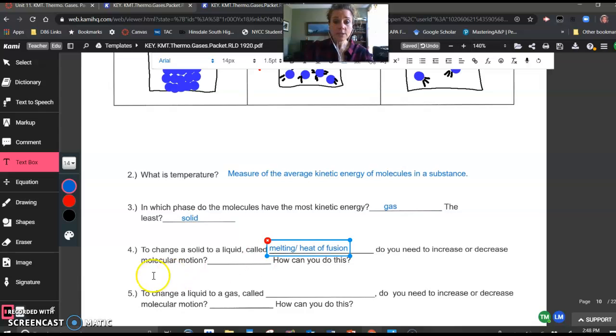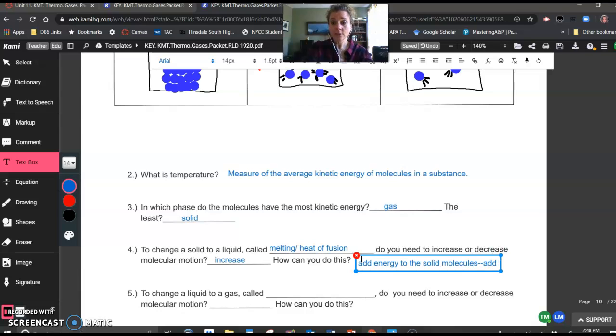And do we need to increase or decrease molecular motion? Well, I think I just showed you we need to increase it. And how can we do this? We need to add energy to the solid molecules. We can add heat, we can agitate it or stir it. So those are just ways that we can add some energy to our molecules.